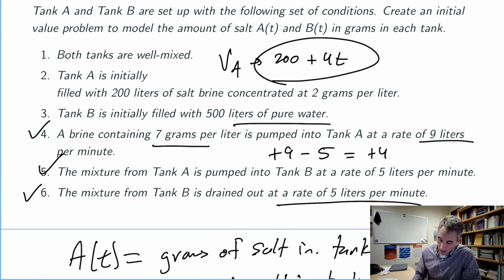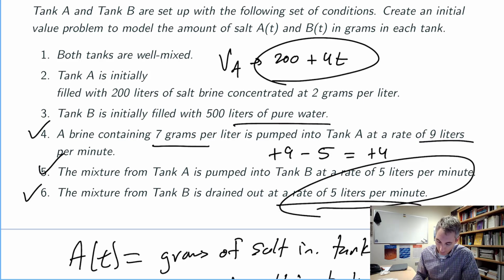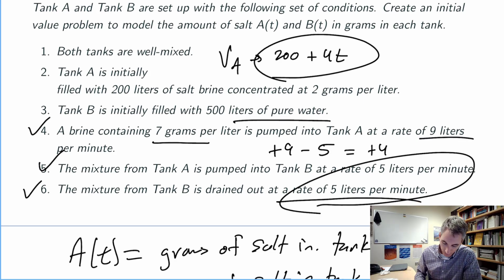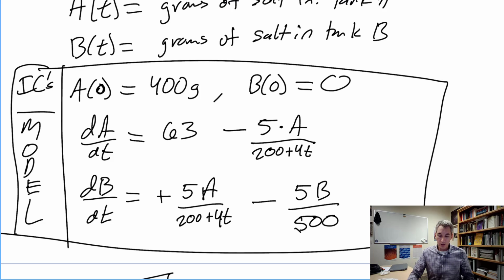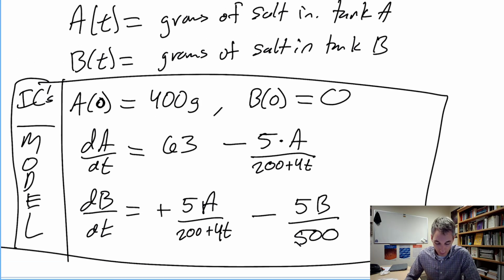Tank B, I think, is 5 in, 5 out, so that's holding constant, and it started at 500, so I'm just going to write 500 where VB was and call that good. And that there is a model. Got the initial conditions, got the differential equations. All right? And that's a mixing problem. So hopefully you got that one right. And if you did, you should feel good.